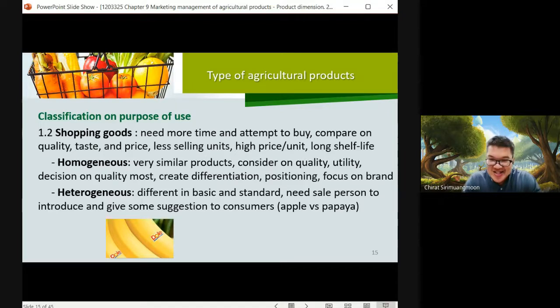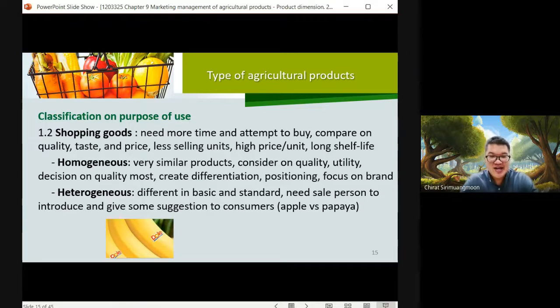So if it's the same, you need to create something different. You can create according to the quality, the utilities, or make different positioning of your product. Or if they can remember the brand, that is also something you must do. For example, for a banana, if I put a sticker like Dole, it reminds me this is a very good product from a good company. So homogeneous goods can be made different.